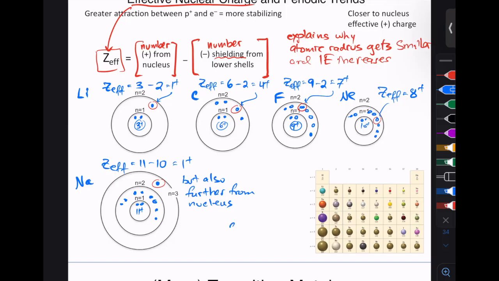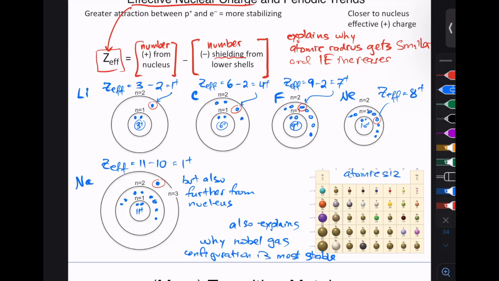All right, so this also explains why it is that the noble gas configuration is so stable. This little grid here is just showing you the atomic size, because I didn't show you that earlier. That's just from another textbook. It just shows you the general trend. It's not absolute. There's going to be little fluctuations in these trends, but the general trends are as I've been describing them.